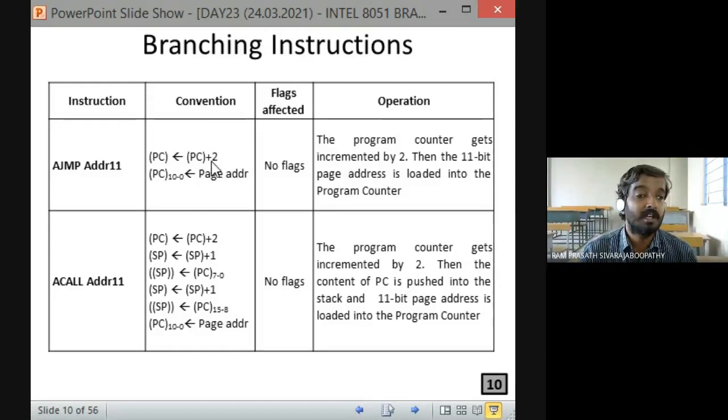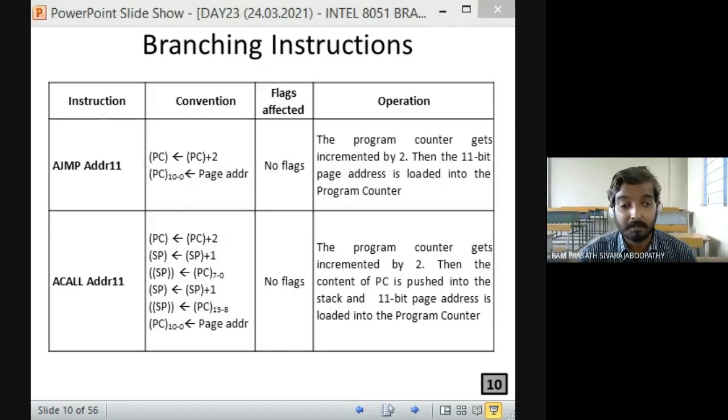So here the program counter gets incremented by 2 such that the upper 5 bits are fixed. The other 11 bits, how are they coming? 3 bits from the opcode and 8 bits we are going to mention. That means only the lower byte of the address we mention. The other bits are with the opcode itself.